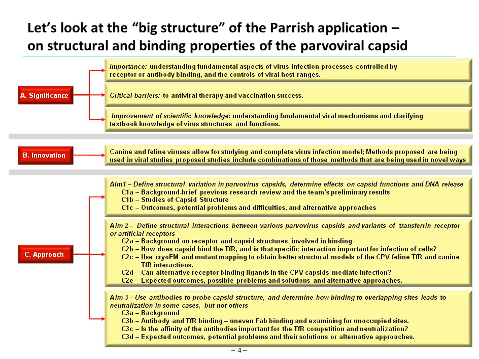So now you can see the overall large architecture of this Parrish application. He hits on importance, critical barriers, and improvement in scientific knowledge in the significance area. He addresses the nature of the novel methods that he's using. He provides background for each of his aims. And each of the aims are separate and unique. And the organizational structure is easy to follow. You see the big picture.